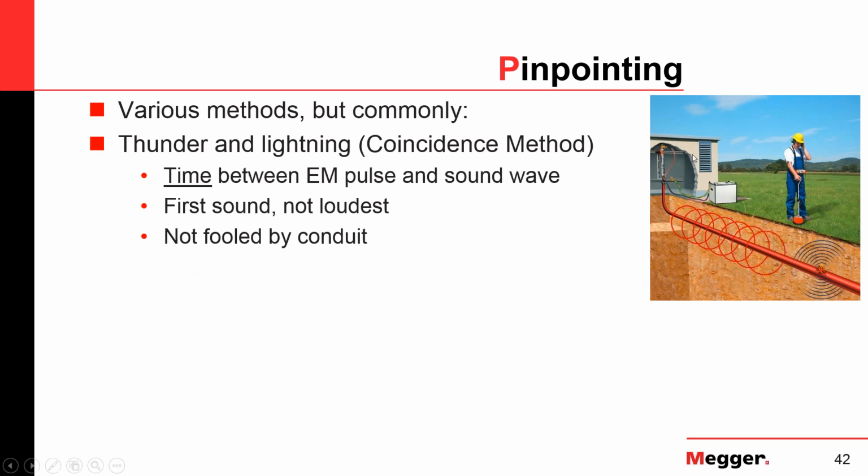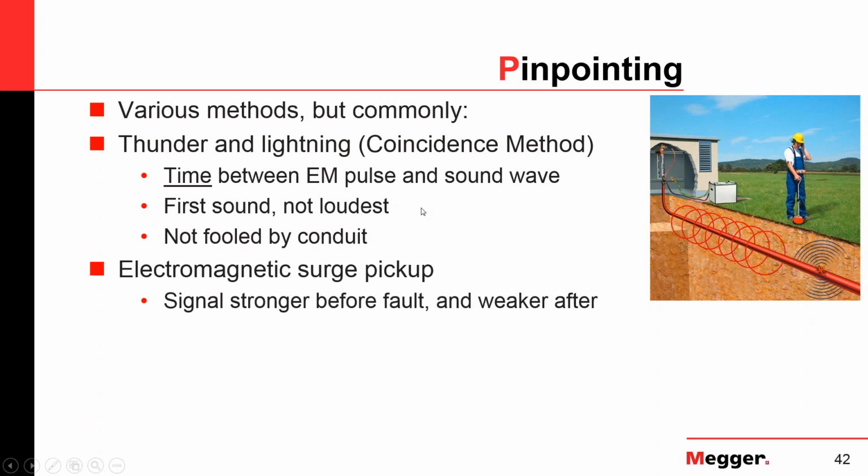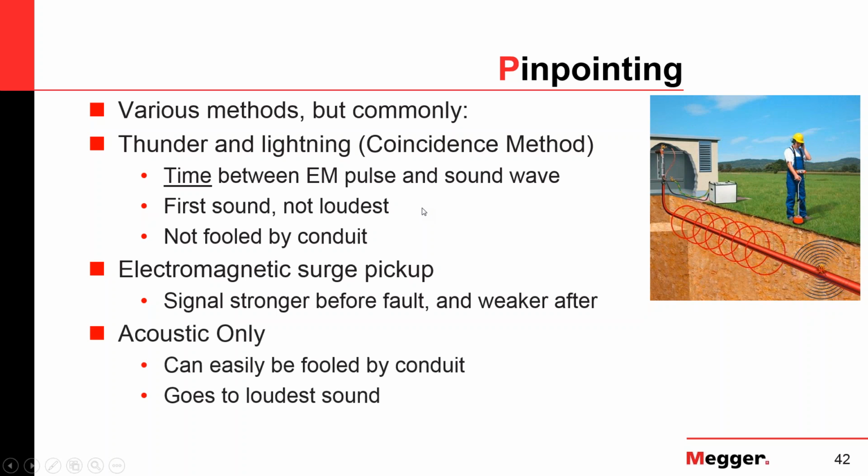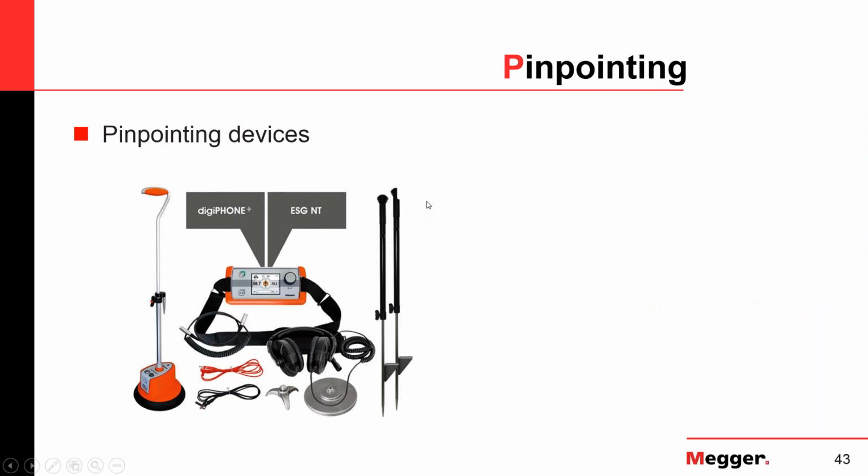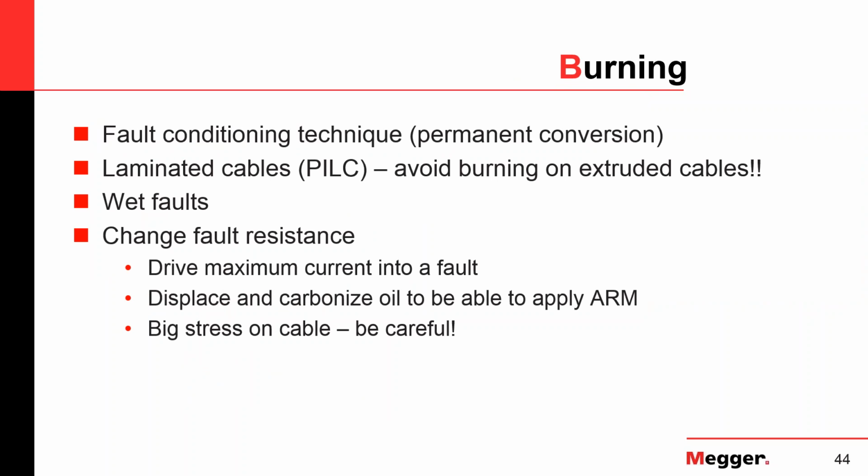So here you can see on this illustration how it actually works. There is a surge generator, a thumper. It's hooked up. The pulse travels down. The red is the electromagnetic field, and then there you have the noise that is created at the fault, and you can pick it up with your pinpointing device. Now this is one of the examples that, for instance, Megger has, the Digiphone Plus, the pinpointing device.